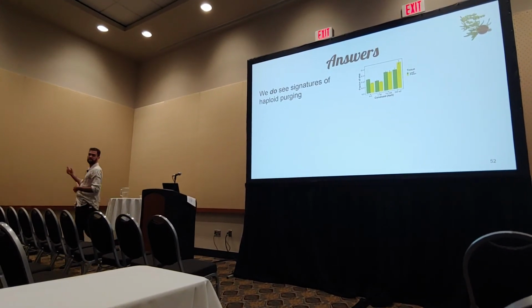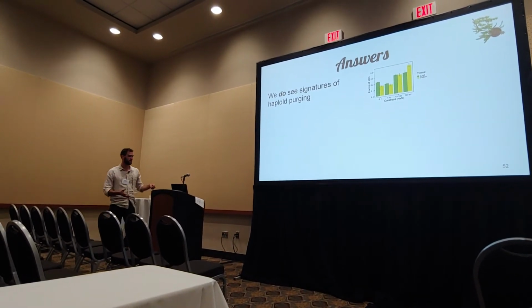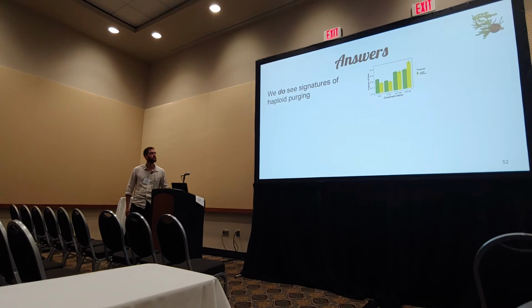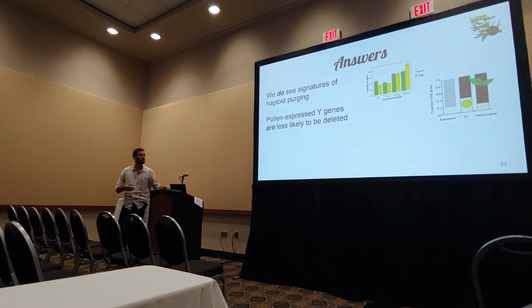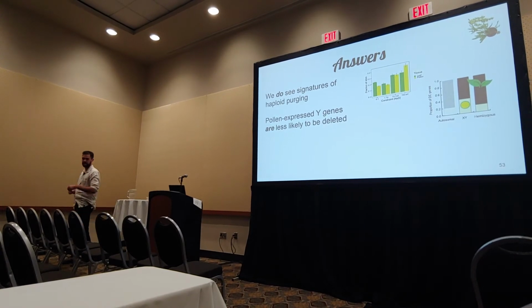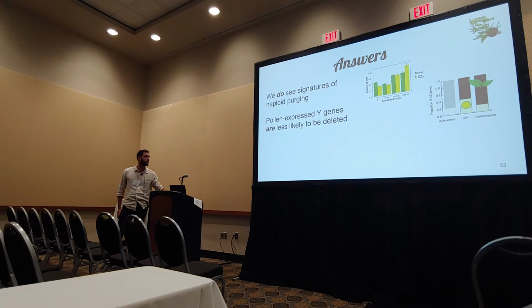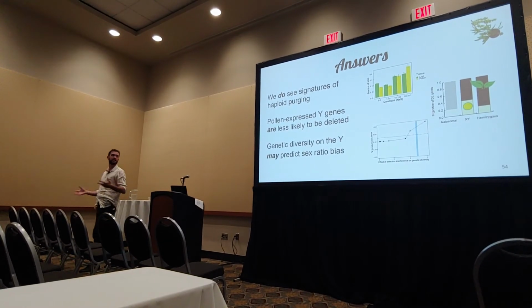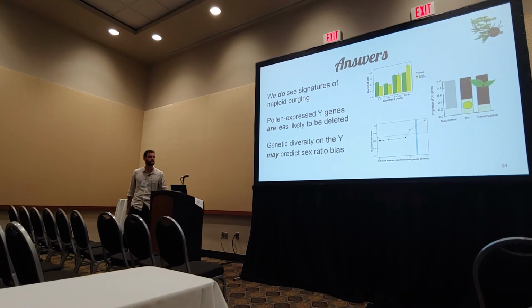So overall, we do see that haploid purging is having an effect on the genetic diversity that we see in the genome. We see that genes that are expressed in pollen that are on the Y are less likely to be lost. And unclear, maybe we might be able to use the genetic diversity to predict the sex ratio bias.